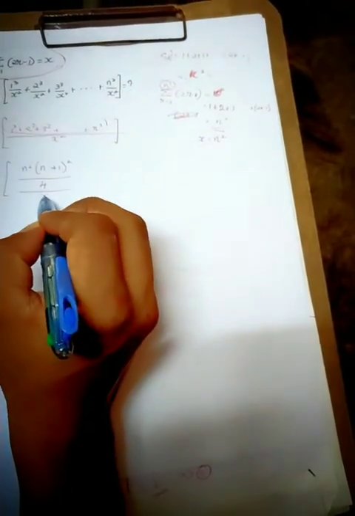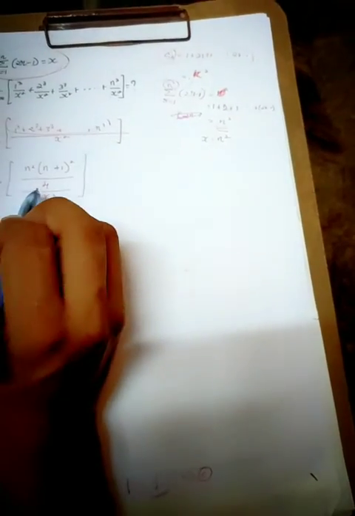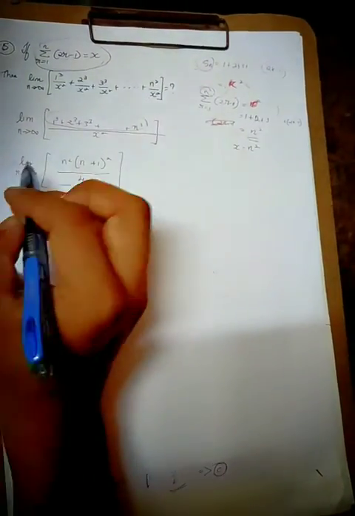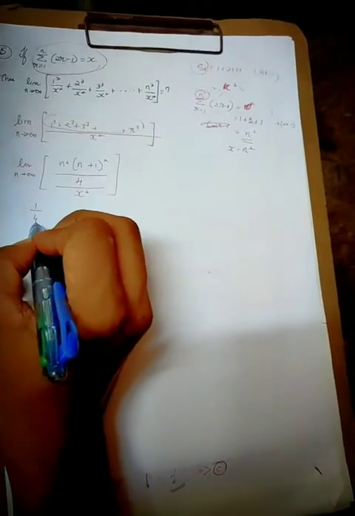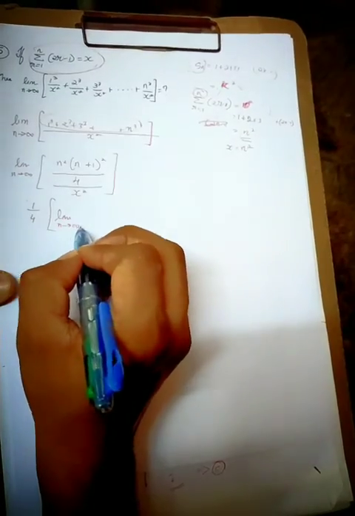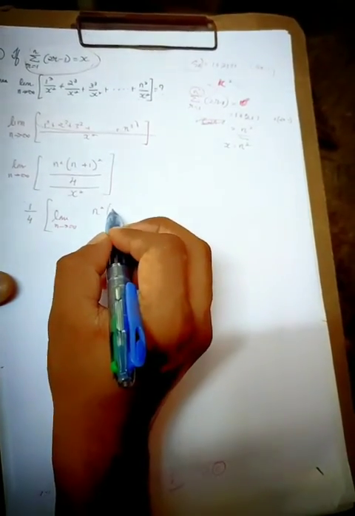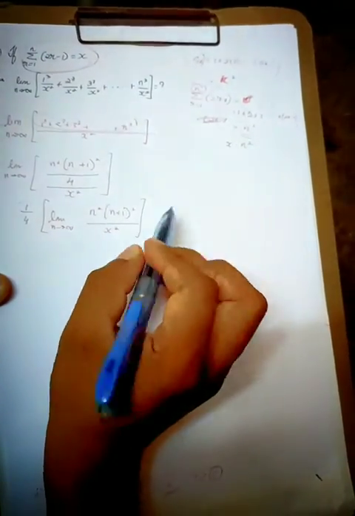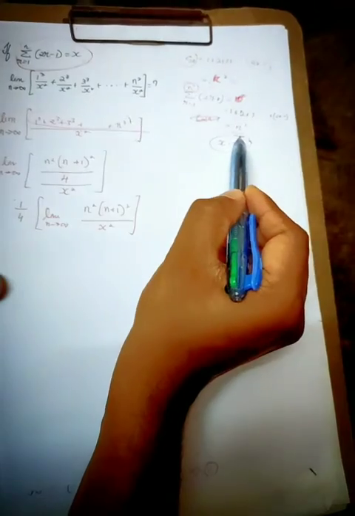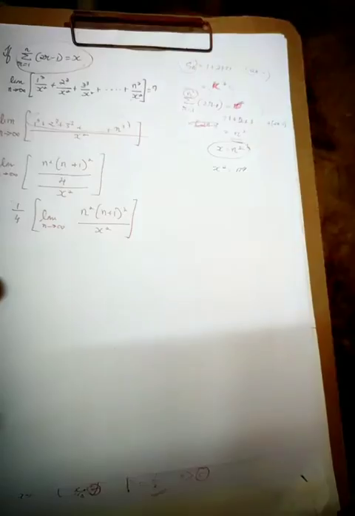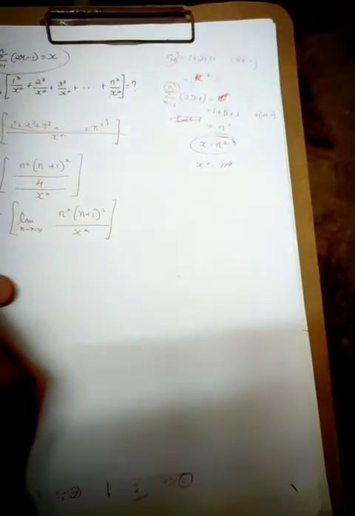Then there is again the denominator x square. Keep this in mind. Let me take this 1 by 4 completely outside the limit, because the limit and a constant have nothing to do with each other, so a constant can be taken out. It can be written as 1 by 4 into the limit of n tending to infinity of n square into n plus 1 the whole square divided by x square. Now go to this part. If x is equal to n square, x square is nothing but n to the power 4. Agree or not?